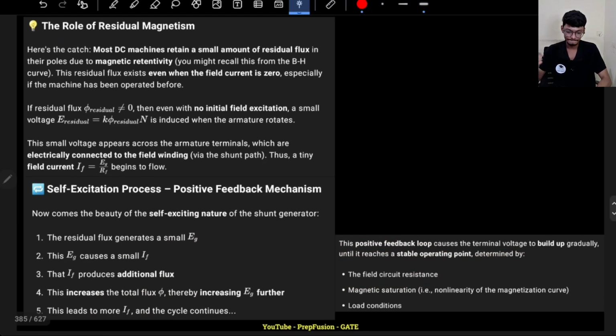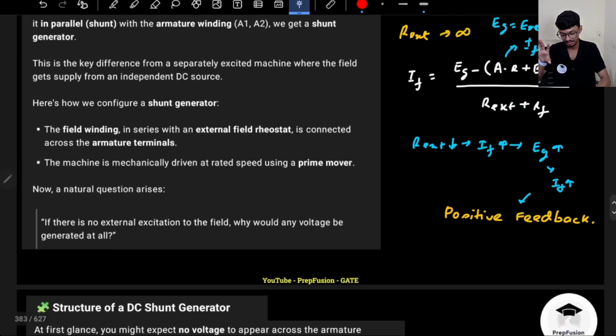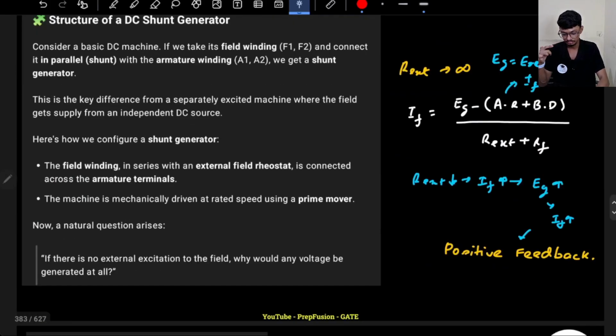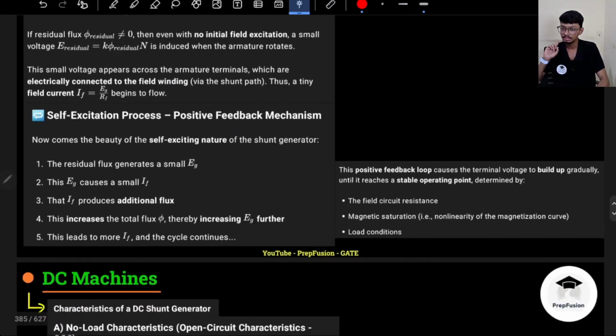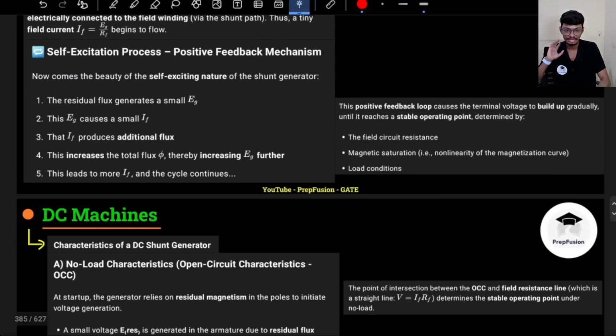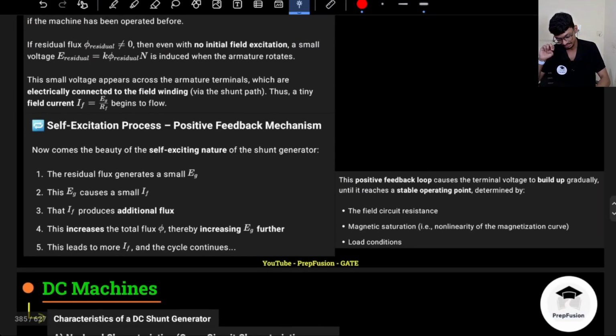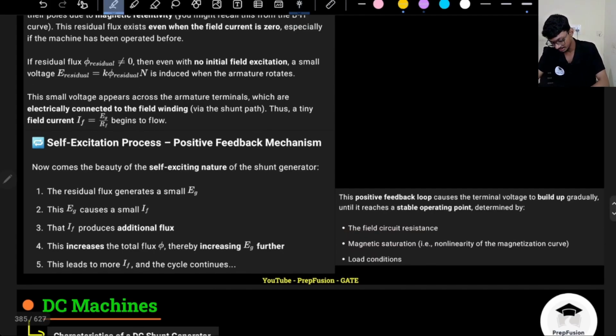Initially I was just showing you the experimental setup, that RF is connected, R external is connected here. But whatever is the resistance here, determined by that, the final steady state voltage and current will be determined, right, for no load characteristics. So it is the intersection of the magnetization curve, magnetization saturation, and the field resistance line.